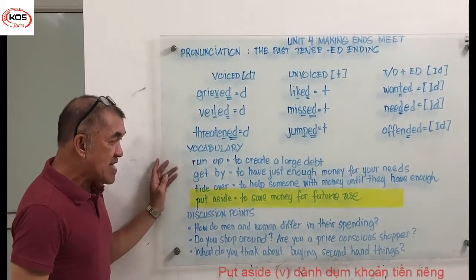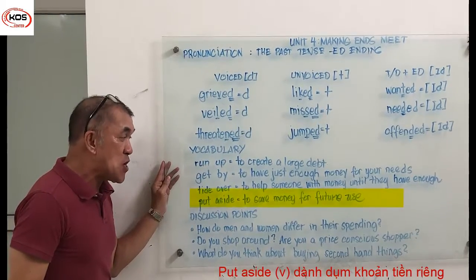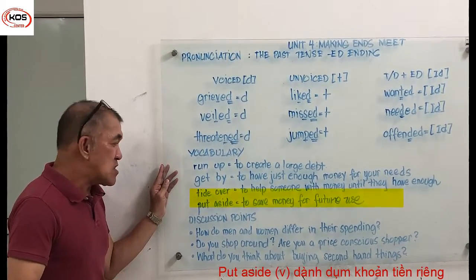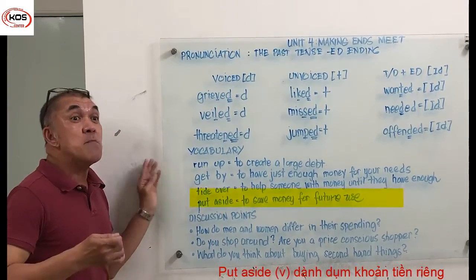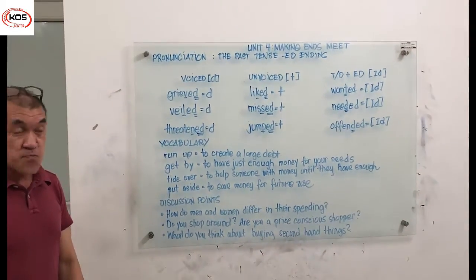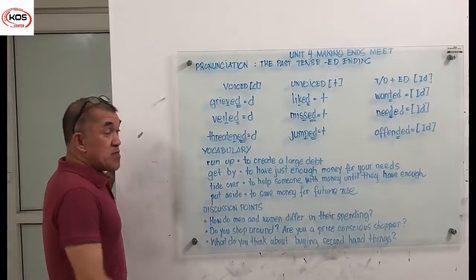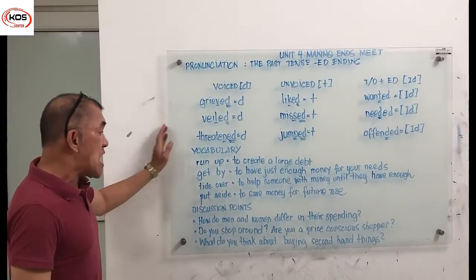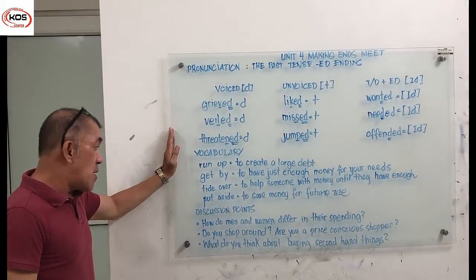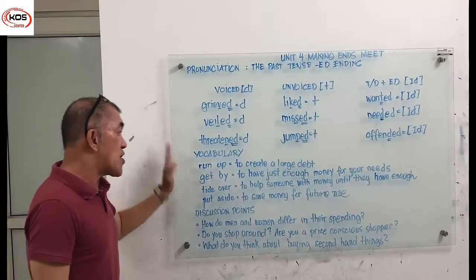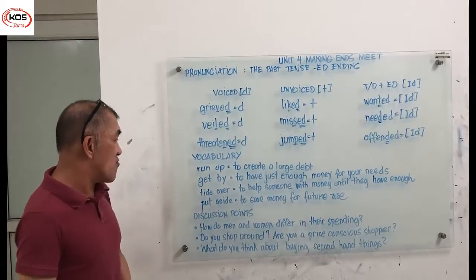Next, put aside. It means to save money for future use. Families will usually put aside money for education. So it means they put aside some money for education. So there we go. I'm going to read out the vocabulary again. Listen to the pronunciation. Run up, get by, tide over, put aside. So those are your vocabulary for unit number 4.